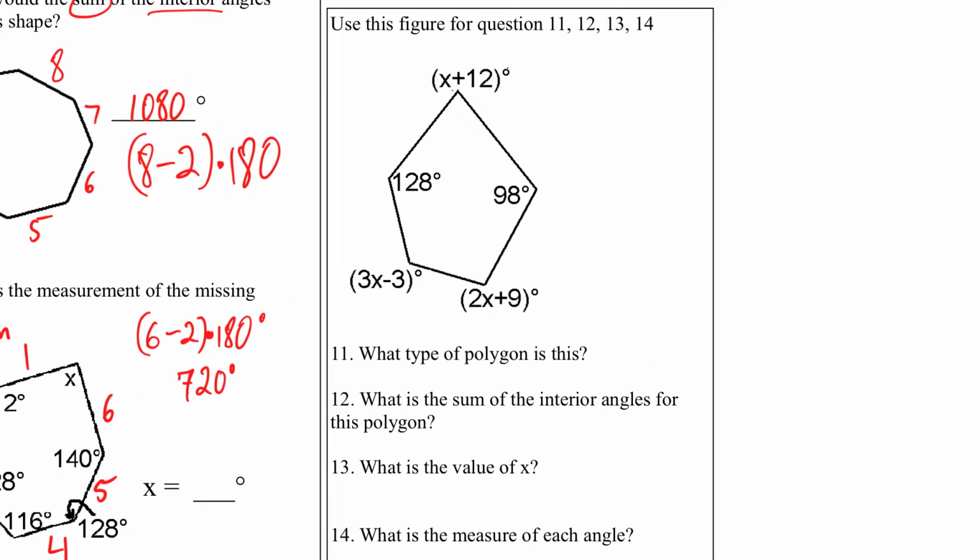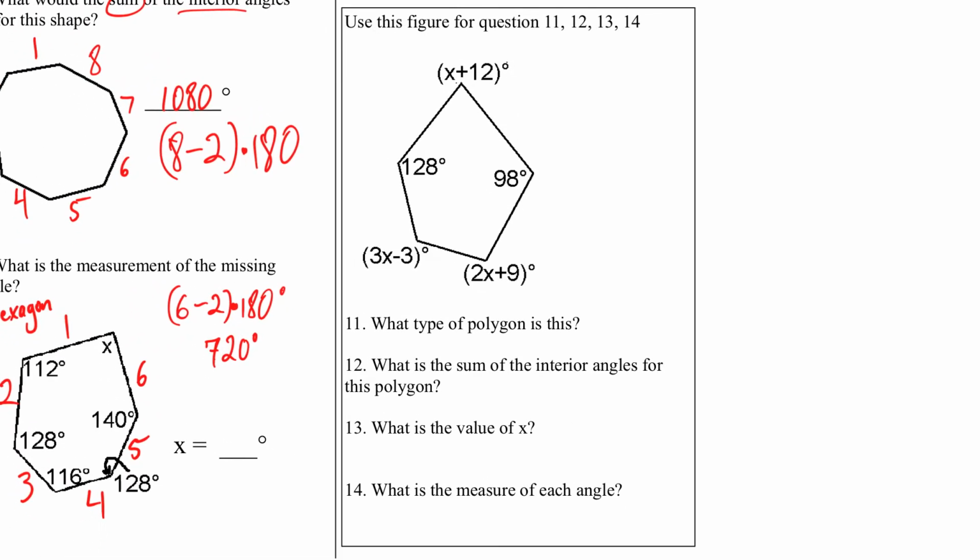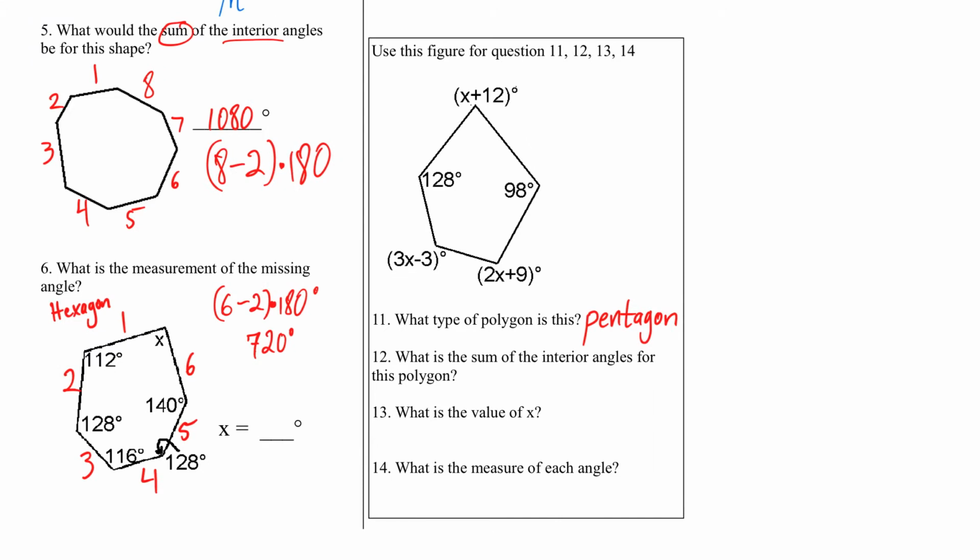So on this one, what type of polygon is this? It is a pentagon. 5 sides, pentagon. So what is the sum of the interior angles? Well, there's 5 sides, so I would do 5 minus 2 times 180. Okay, so it's going to add up to 540 degrees.